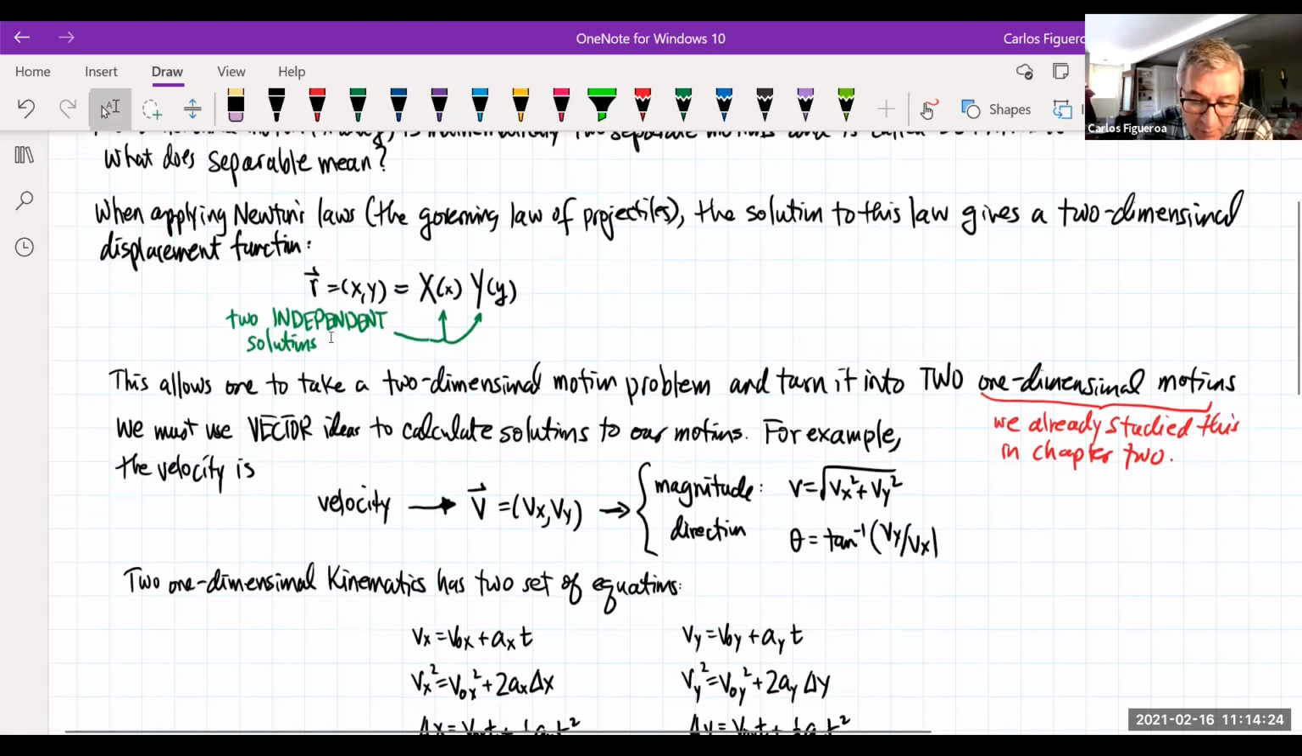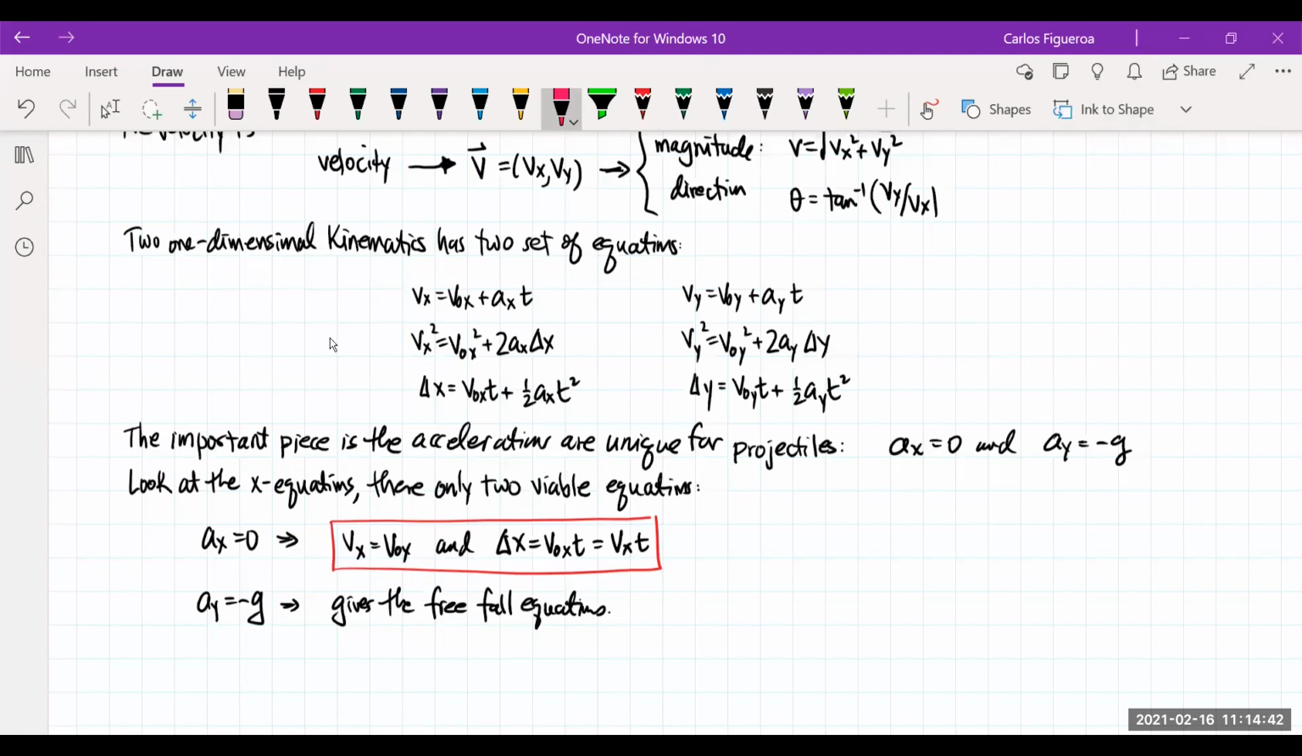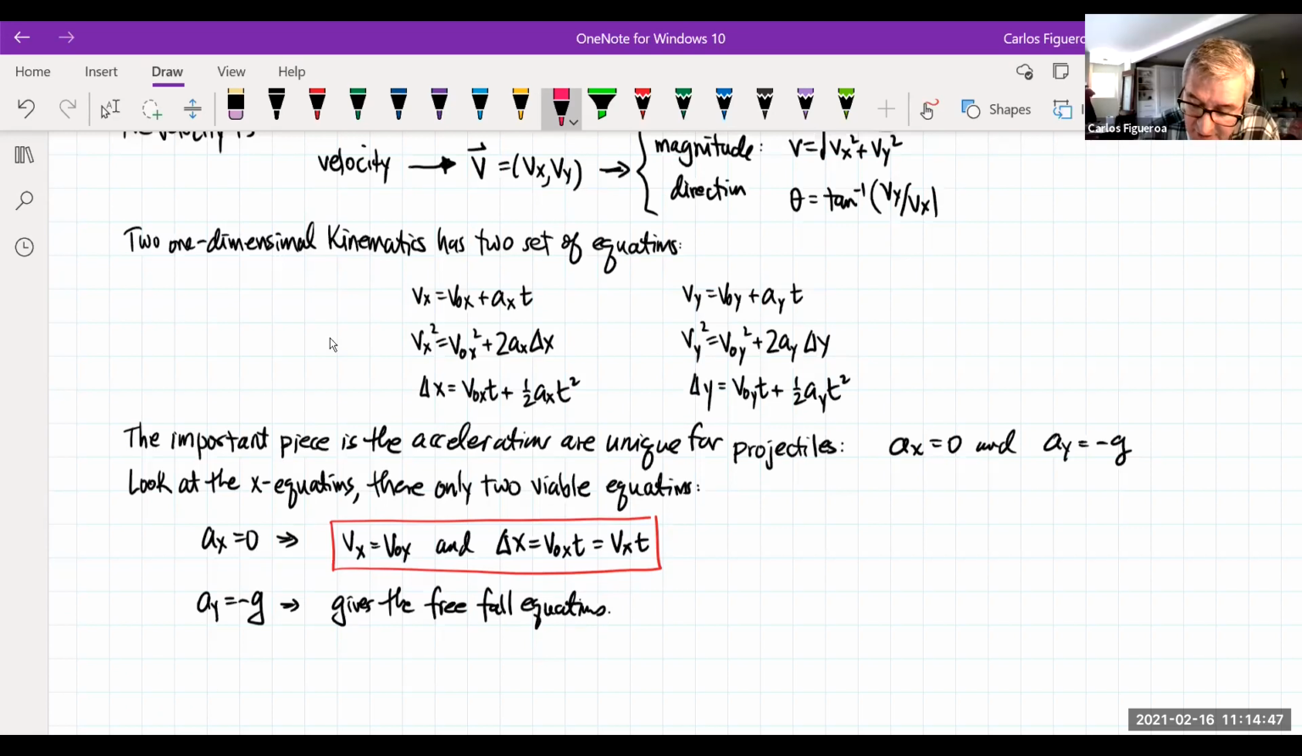As I was saying, there are really two motions. So I have my x equations and my y equations. But Newton's laws tell us there's a really important piece. Because they're separable, the acceleration in the x direction and the acceleration in the y direction are two different pieces. But here's the beauty: the acceleration in the x direction is 0. That greatly simplifies the x equations. So instead of our 3 or 4 equations, it really comes down to one equation.